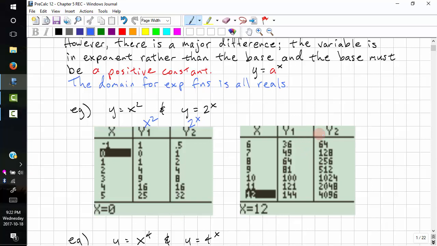And if we continue on, we see that 2 to the x is growing much faster than x squared. By the time we get to 12, 12 squared is only 144, but 2 to the power of 12 is already over 4,000.